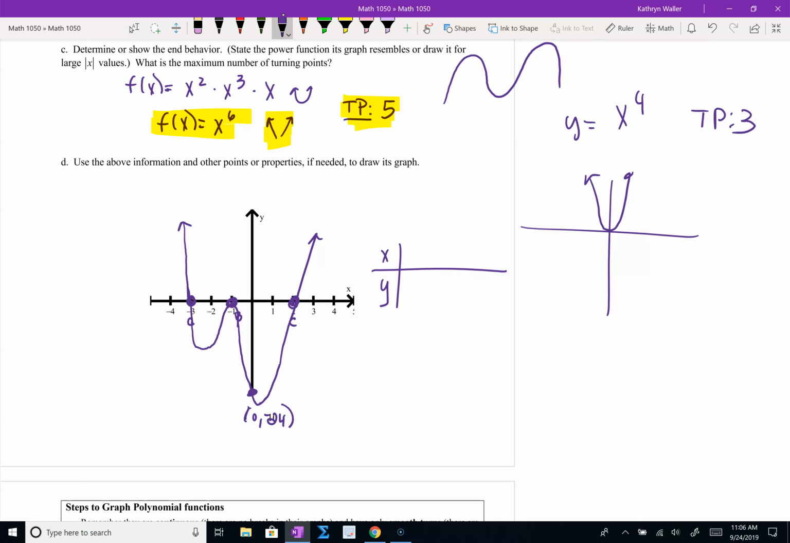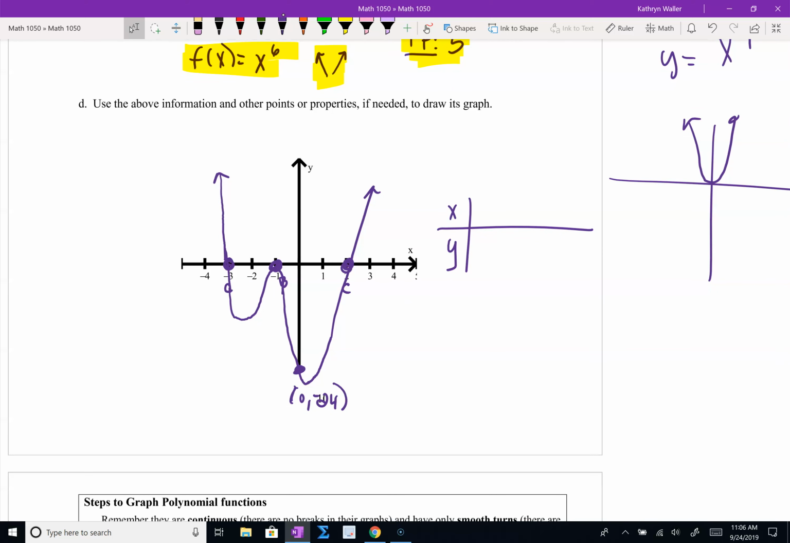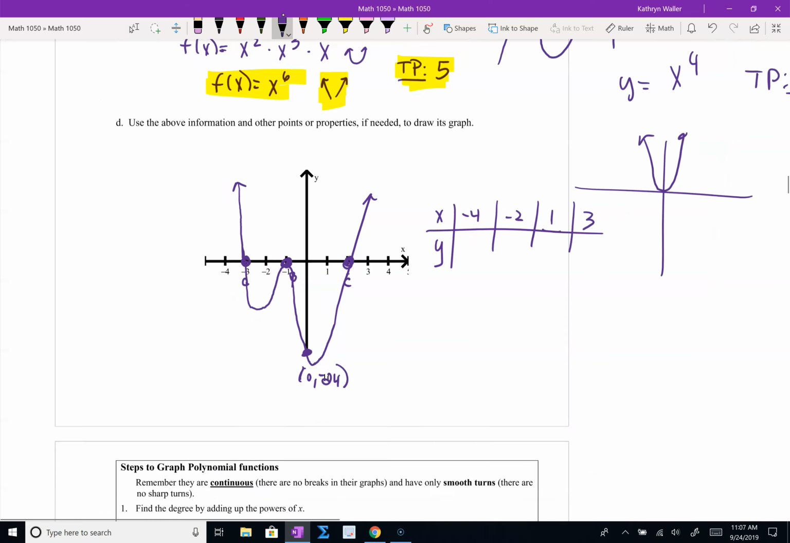Okay, yes, sir. So the maximum turning point number is always 1 less than the degree. Always, yeah. Okay, so this is going to be -4, -2, 1, +3, fill them in. Okay, just find the values that go with it.